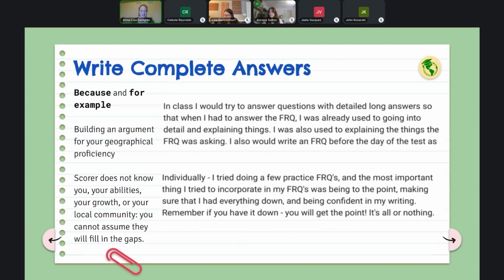We also talk about how the teacher who's scoring their work is likely not familiar with our local community. So how important it is to give context if they're using a local example from their own life or something they've experienced, just so that the reader understands exactly where they're coming from. The bottom line is that the teacher who's scoring these FRQs doesn't see all of the good work that they've done in class all year. So the more details they can add to make their case really strong, that they know what they're talking about and they've learned this material in human geography, the better. Next slide.